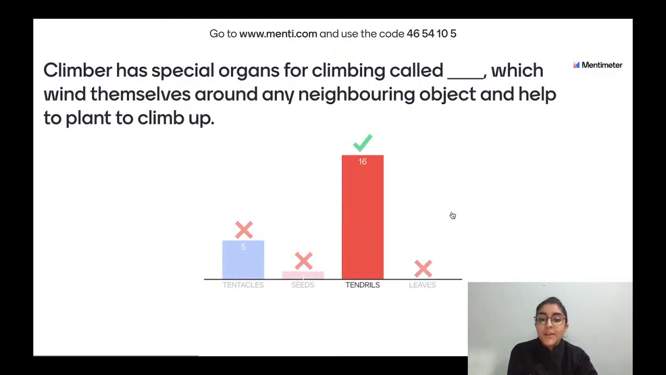So yes, the correct answer is tendrils. They are the special organs that climbers have, and they help the climber to wrap around any of the neighboring support. So these are very much unique to the climbers. Creepers do not have climbing organs or tendrils.